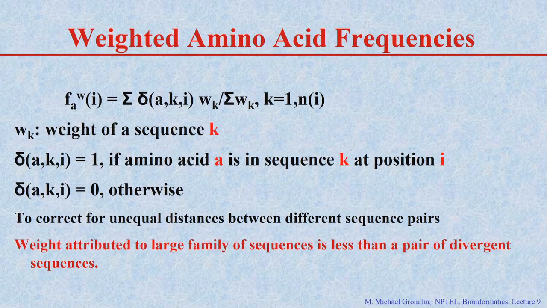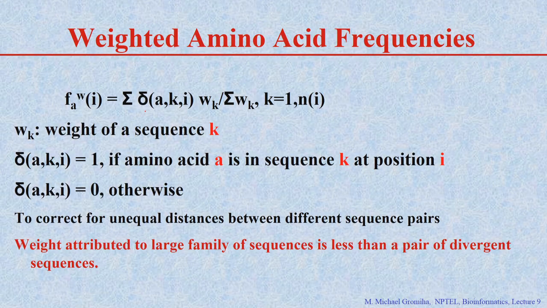The second one is weighted amino acid frequencies. Here we give weightage to any specific sequence or to any given residues, to give preference. Here we introduce this term, delta AKI. This is equal to 1 if amino acid A is in the sequence K at position I, and then you give the weightage for that particular sequence. Otherwise, this is equal to 0.